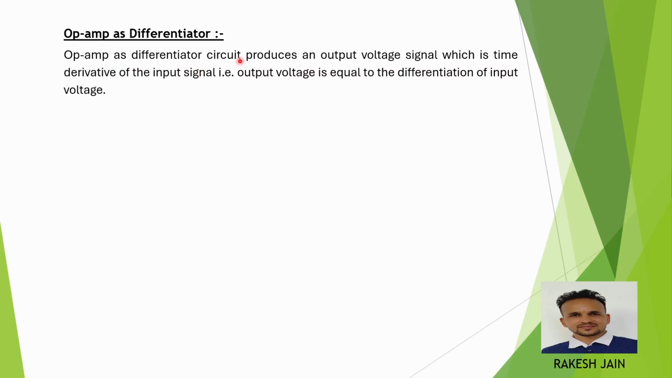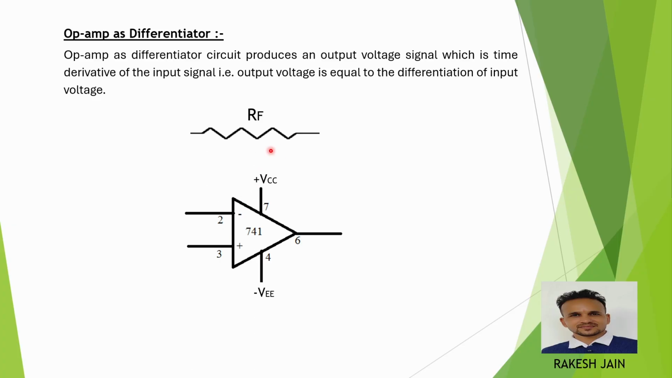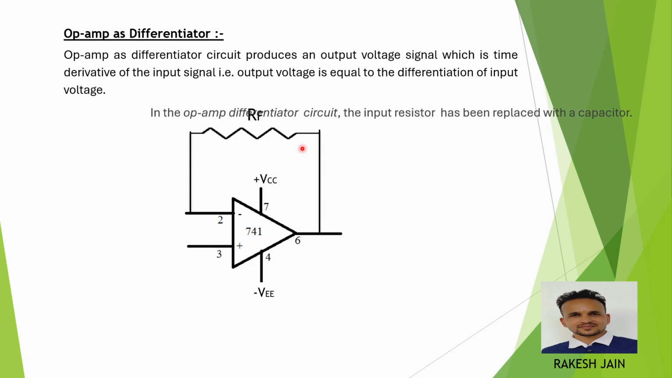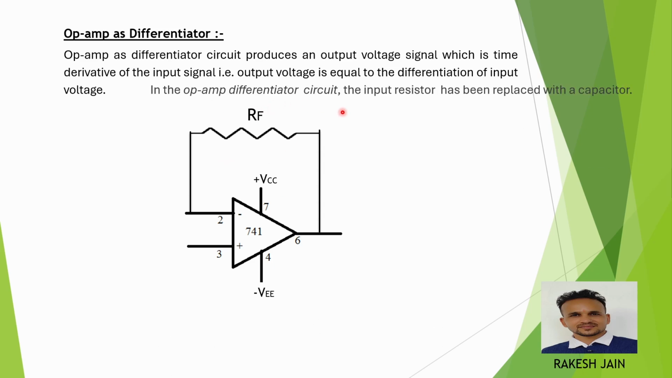An operational amplifier differentiator circuit produces an output voltage signal which is the time derivative of the input signal. That is, the output voltage is equal to the differentiation of the input voltage. See the operational amplifier circuitry for the differentiator. Pin 7 is connected to plus VCC. Pin 4 is connected to the negative supply pin. Here a feedback resistor is used as it is, but in the operational amplifier differentiator circuit, the input resistor, that is the series resistor, has been replaced with a capacitor.